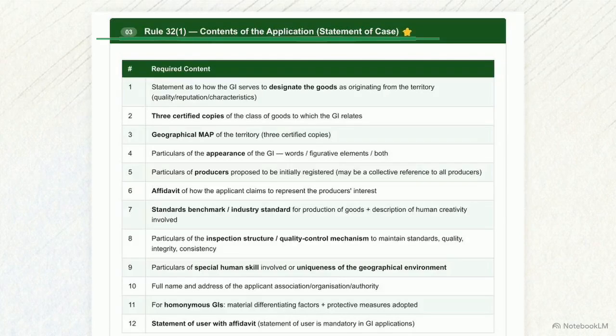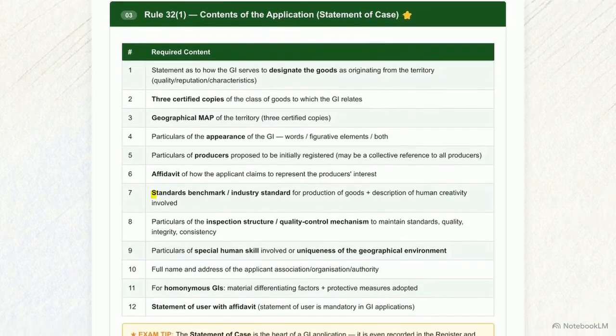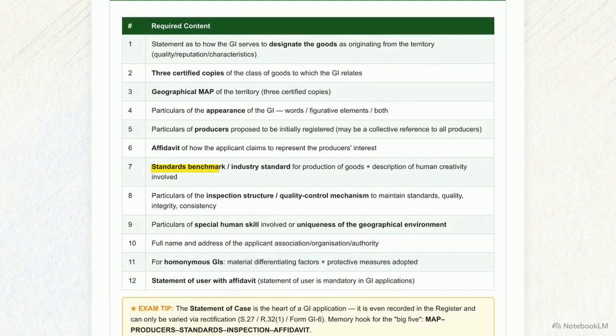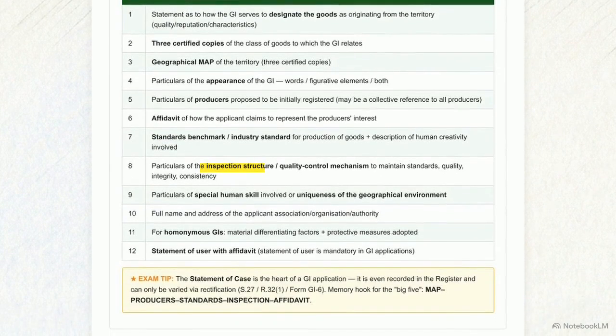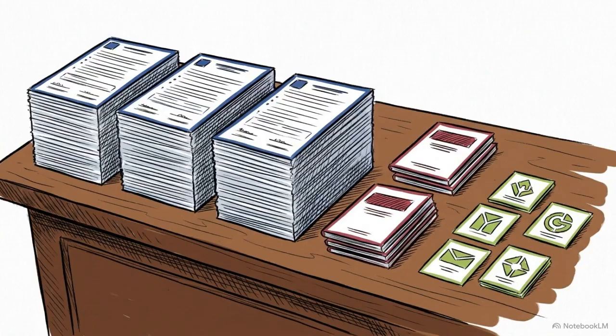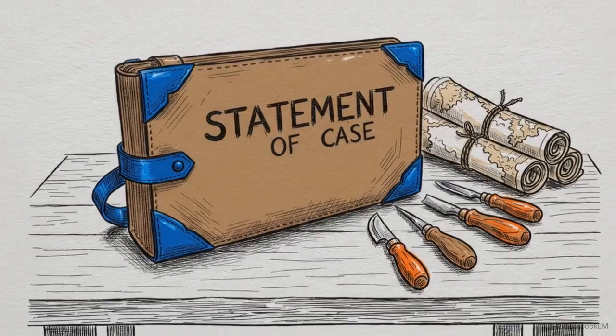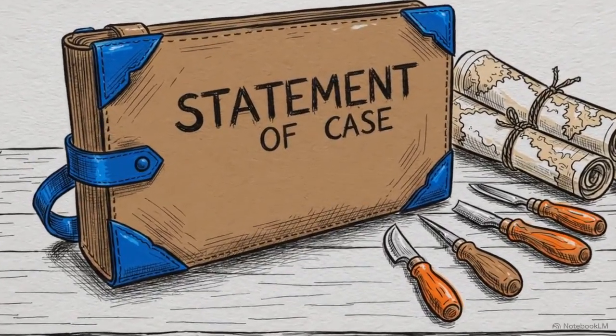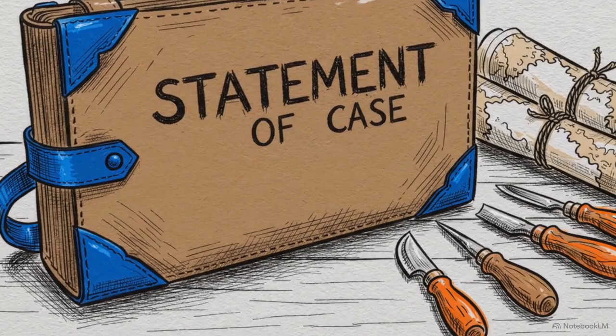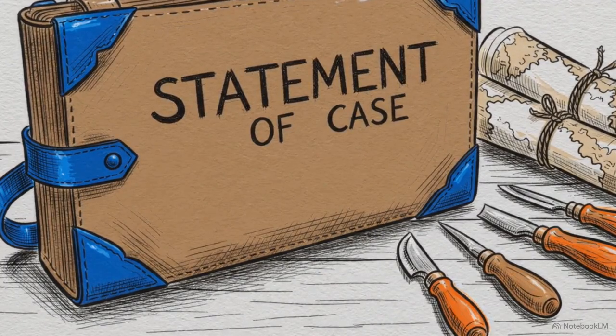Under Rule 32, the statement of case is the primary evidentiary record. It includes an affidavit, 3 maps, and producer particulars. Row 7 requires a standards benchmark, defining the industry standard and human creativity. Row 8 requires an inspection structure, detailing the quality control mechanism ensuring consistency. Filing formalities require the application in triplicate, accompanied by 3 copies of the statement of case and 5 additional representations of the GI. This evidentiary dossier is significantly more complex than a standard trademark filing, as it requires documented proof of both geographical linkage and community authority.